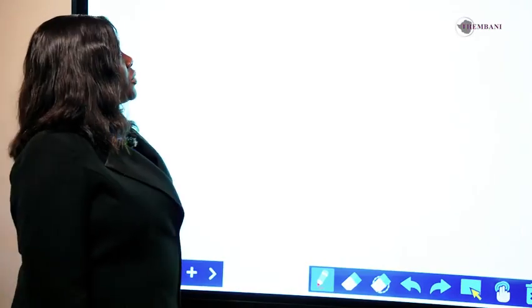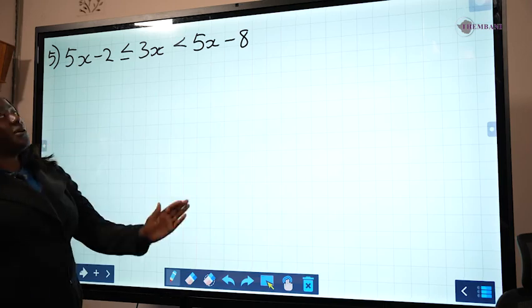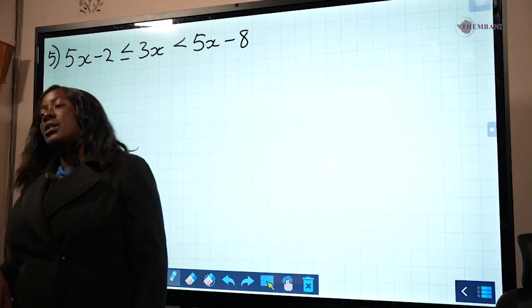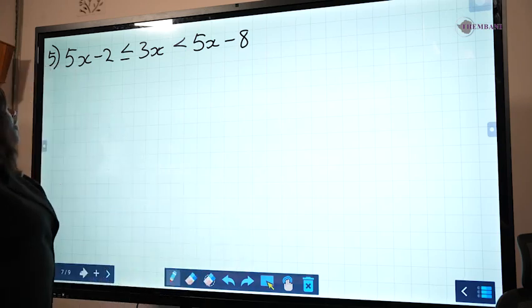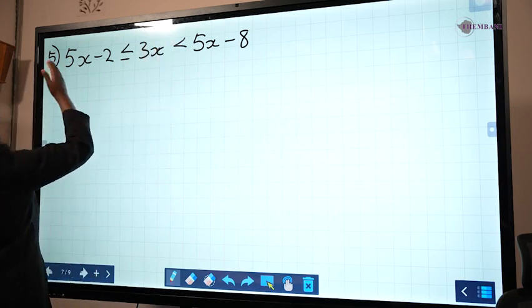Moving on to our next question, we are still looking at simultaneous inequalities. We are going to solve it and use the number line to find the solution set. So this is our question. We close off this inequality sign, then focus on this end.